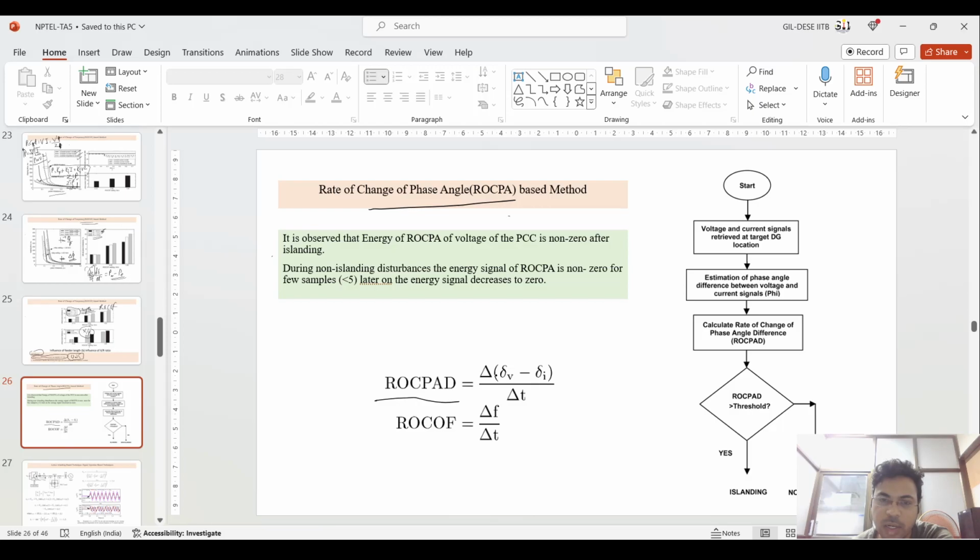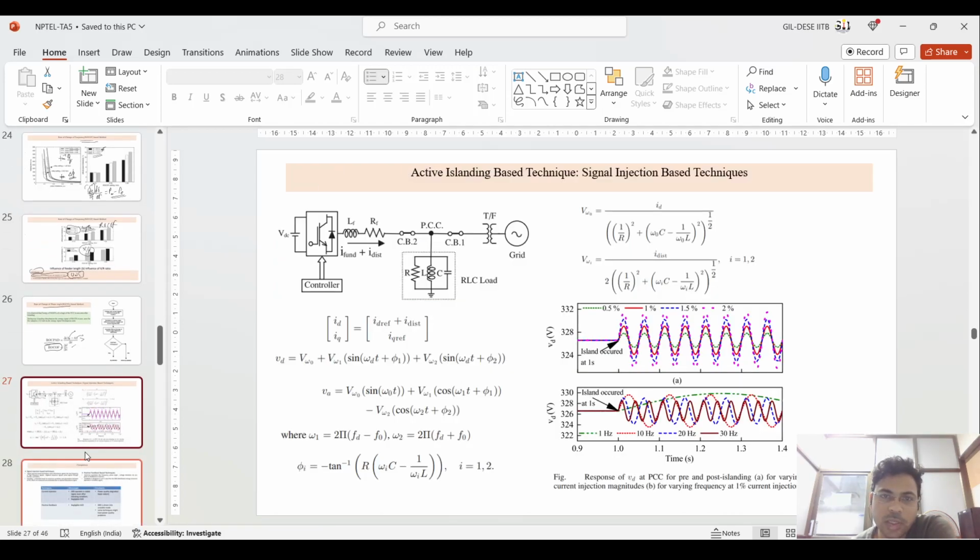Coming to the next part, that is the rate of change of phase angle. If you see this, this delta change is delta V minus delta I, I is the initial, V is the final value of that. If it is greater than a certain threshold, then it is an islanding situation. If it is less than a certain value, then it is a non-islanding situation, which is a similar equation to that of ROCOV also.